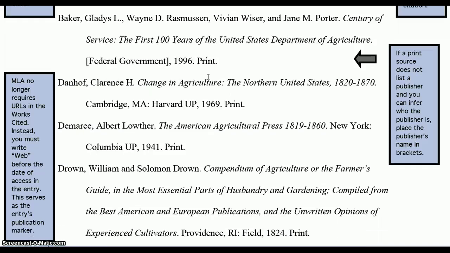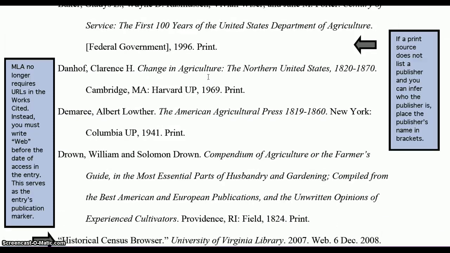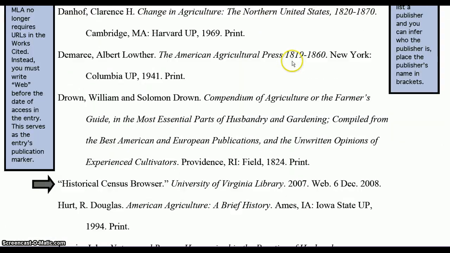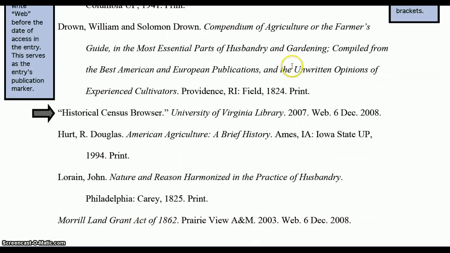Well, I'm just going to scroll through so you can take a look. If you do not have a publisher, and you know, for example here, this was known to be printed by the federal government, it did not say specifically who published it. If you don't have a specific name but you're inferring, put it in brackets like they did here. If you are missing any of that information, please see the handout that I have given you on citing, because there are many, many exceptions.